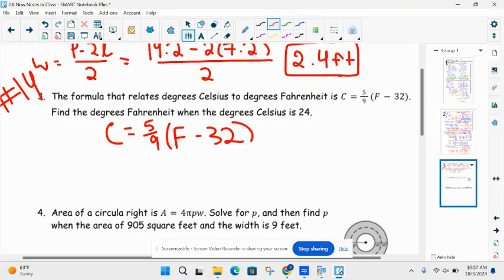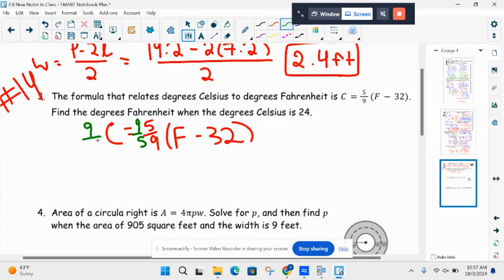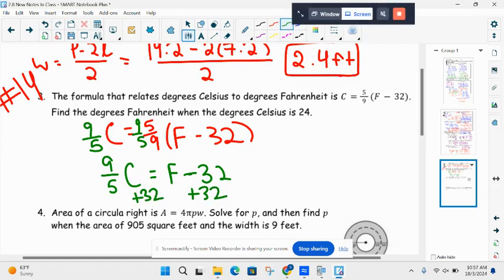All right, in this case, we are not going to distribute the 5/9. Instead, we're going to multiply by the reciprocal. So times 9/5. Because if I distribute the 5/9, we're just getting more fractions, and we don't need that. So 9/5 C equals F minus 32. Then to solve for F, you just have to add the 32 over. So it would be F equals 9/5 C plus 32.